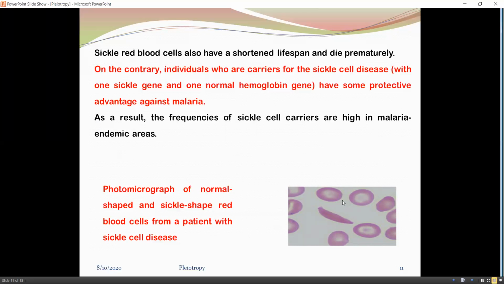Now, this diagram shows these are the normal RBCs and this one is the sickle shaped RBC. This is efficient in carrying oxygen and this sickle shaped cannot carry oxygen efficiently.